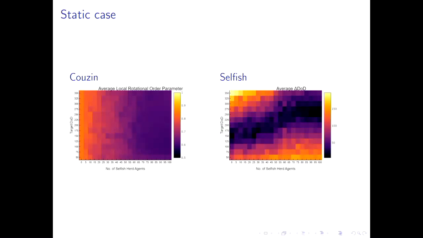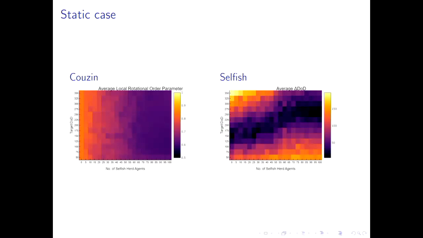Could you change from labeling as Couzin and selfish to rotational score and survival score? In my actual thesis it doesn't say Couzin and selfish, but because I cobbled this together last minute, I just left it. The title should be the same as the title of the box plot, shouldn't it? So Couzin should be average local rotation order, and selfish should be average delta.